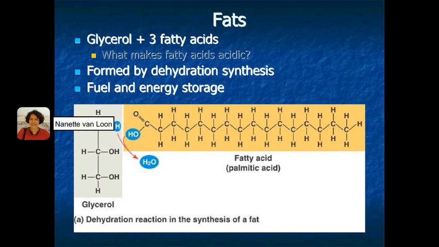The neutral fats are also known as triglycerides, and they consist of a molecule of glycerol, and glycerol is a sugar alcohol, with 3 fatty acids attached to it. And they're called fatty acids because they have a fat component, a hydrophobic component, and an acidic component. What is the part that makes a fatty acid acidic? Well, that would be the carboxyl group on the fatty acid, this part here.